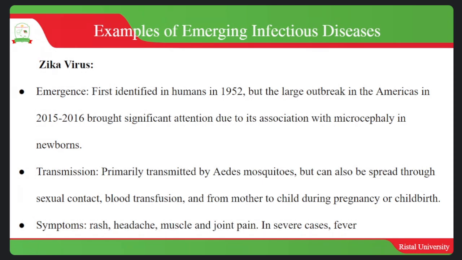So this Zika virus was primarily transmitted by the Aedes mosquito, but it can also spread through sexual contact, mother to child during pregnancy and childbirth, and even blood transfusion. And the symptoms include rash on the skin, joint pains and muscle pains, headache, and in severe cases, one can have a fever.